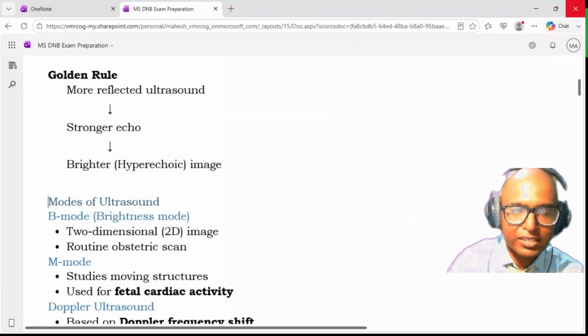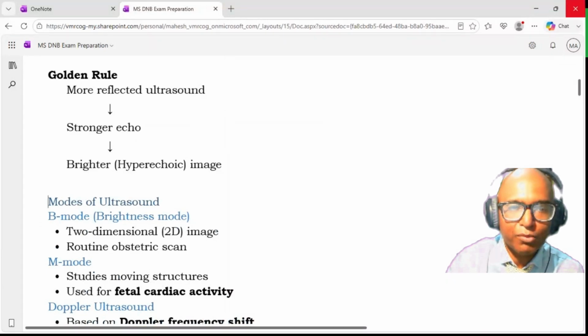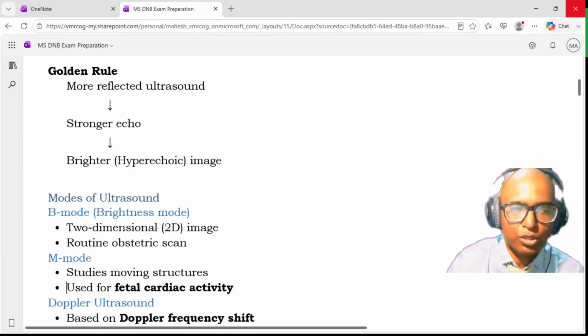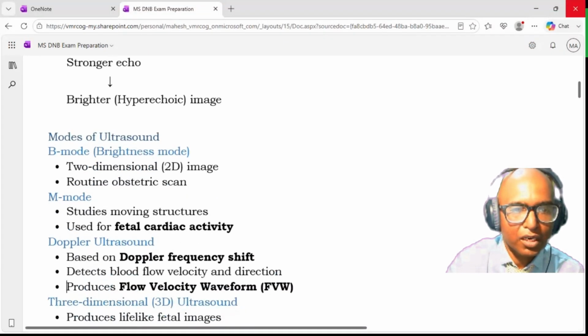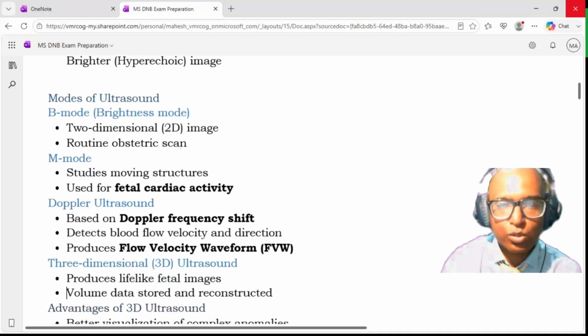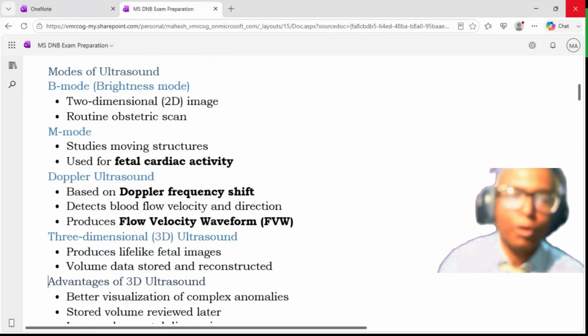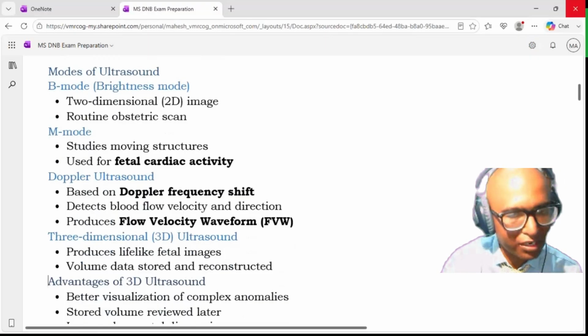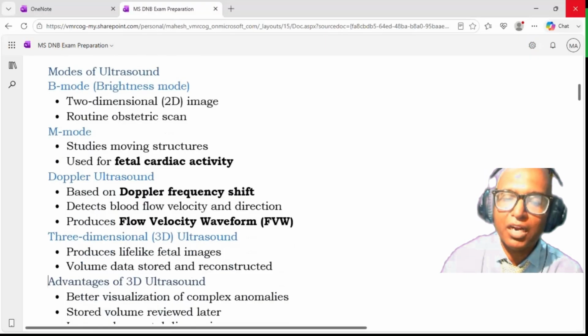So you should describe the modes of the ultrasound. B mode is the brightness mode, which is used for two-dimensional image for routine obstetric scan. Then you have M mode for moving structures. It is used for fetal cardiac activity. Then you have Doppler ultrasound, which is based on the Doppler frequency shift. It detects the blood flow velocity and the direction. It produces flow velocity waveform, that is FVW.